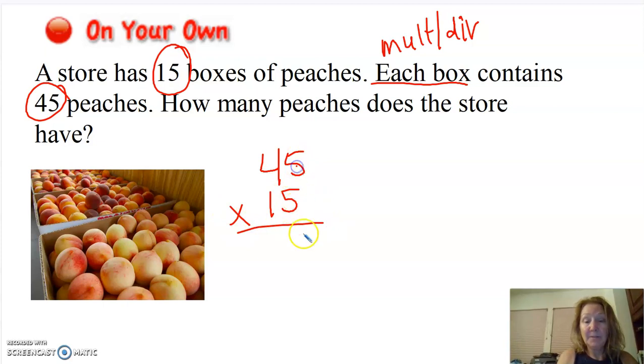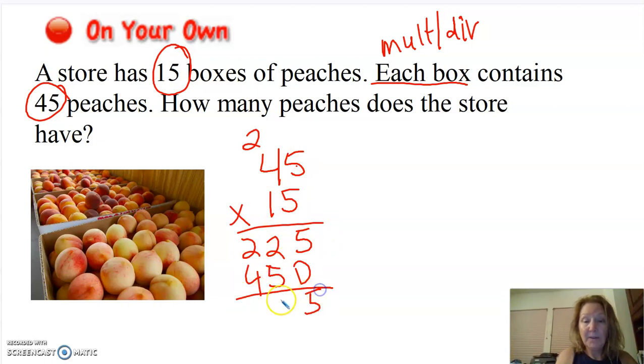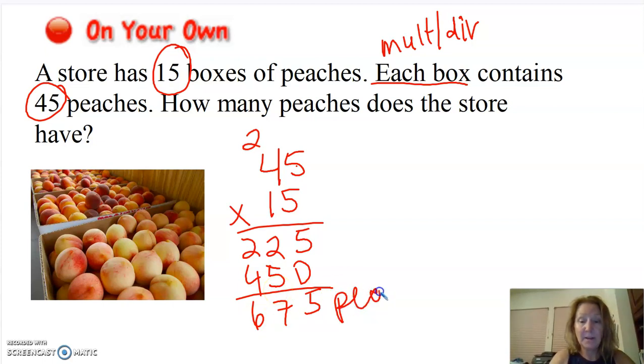And I do the 5 times 5 is 25, regroup the 2. 5 times 4 is 20, plus the extra 2 that's up there is 22. This 1 is really a 10, so I need to put a 0 for the place value. 1 times 5, 1 times 4. 5, 7, 675 peaches. That's a lot. All right, next.